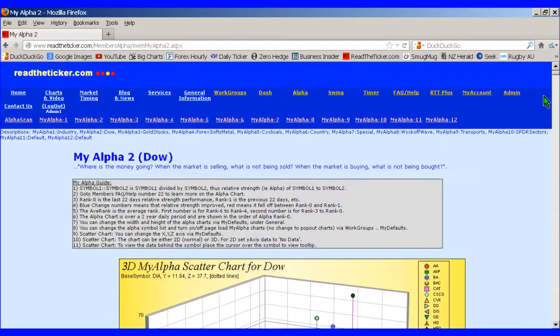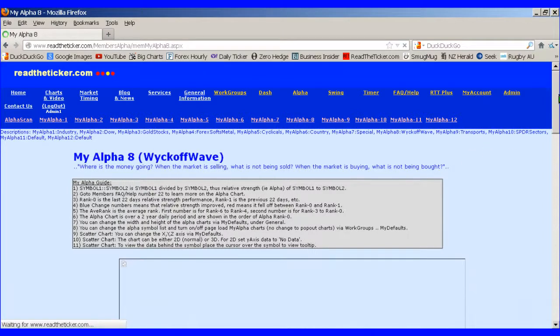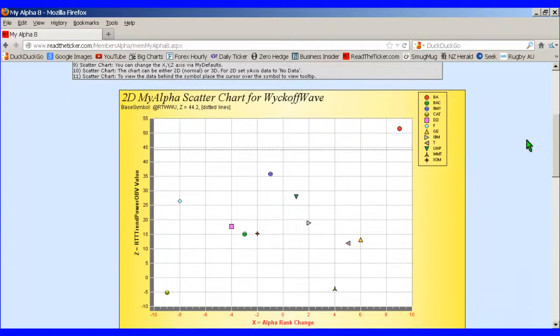If you don't like a 3D chart, for example, here I've got a 3D chart, you can also switch to a 2D chart. Here we'll try a quick one. This one here, this is a selection of stocks. As you can see, it's 2D because it only has 2 axes. It's got trend power up the left here and the alpha rank change here.